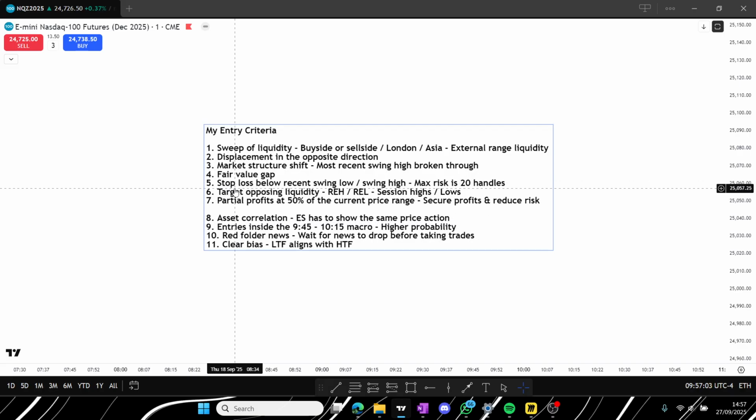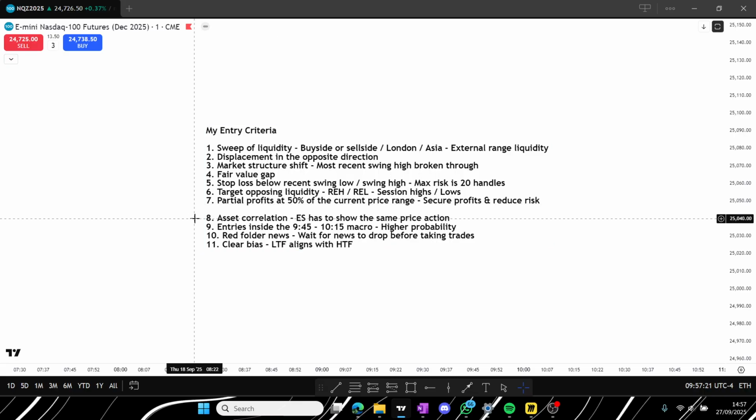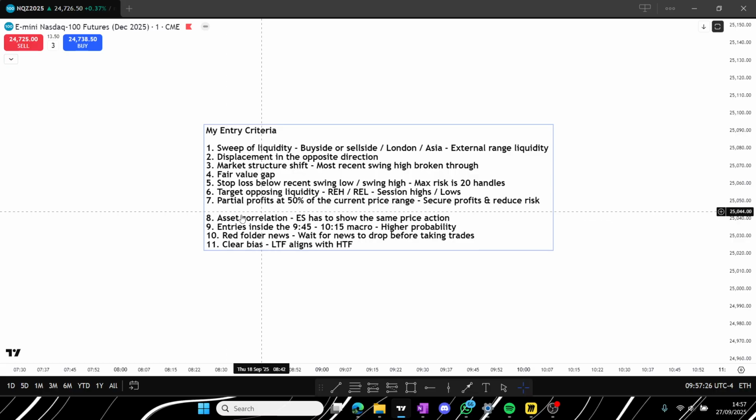So like stop loss placement, how much you're going to be risking, handles, you might not know what that means, so I'll go over that as well. Where you target with this model, where's appropriate to target, where's appropriate to take partial profits as well. These are some extras, so asset correlation. I'm not going to go over this too much today because I don't want to deep dive it too much, but ES showing similar price action is favourable.